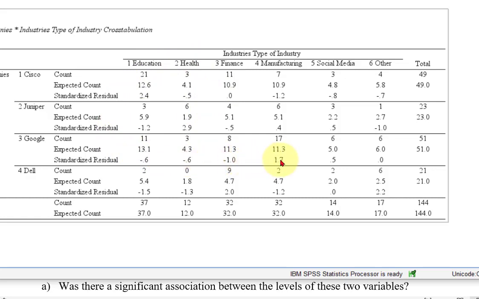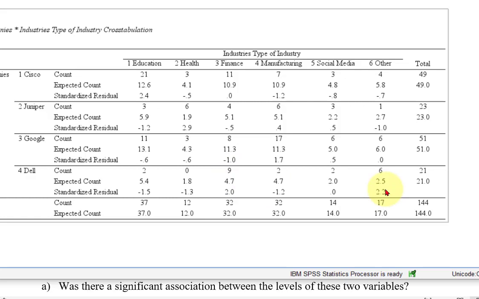Here's one. Is there one bigger than that anywhere? Yeah, here's one right here. Oh, there's another one. There's a couple of them. But let's just pick this one. You only need 3. So the people that work at Dell, they expected about 4.7 to be working in finance, but they had twice that many, about 9. So there's a third association.